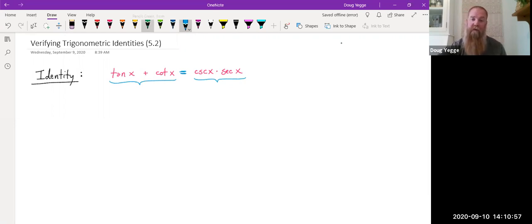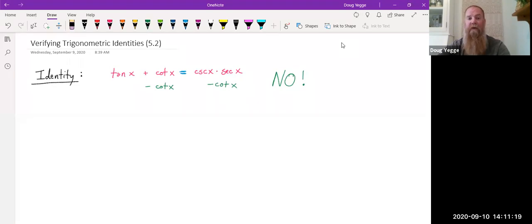Now, the most important thing to recognize is that although this has an equal sign, this cannot be treated like equations. For instance, we can't move quantities from side to side by, let's say, subtracting cotangent x. That's a big no. We cannot move from side to side.